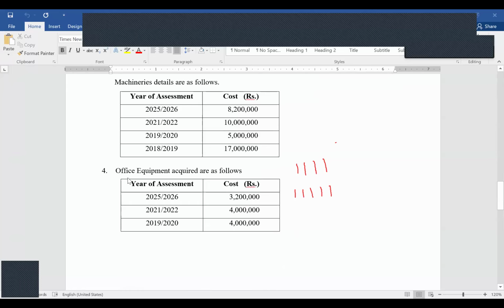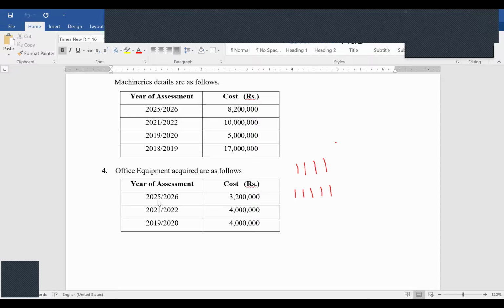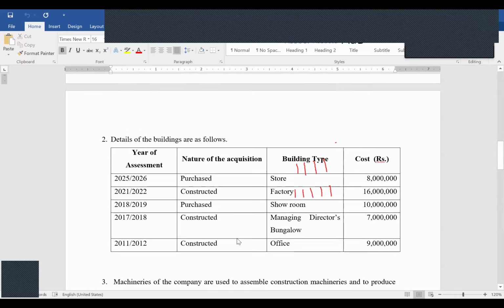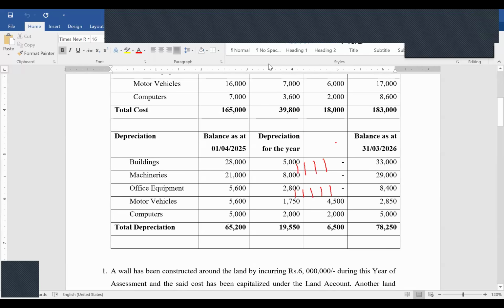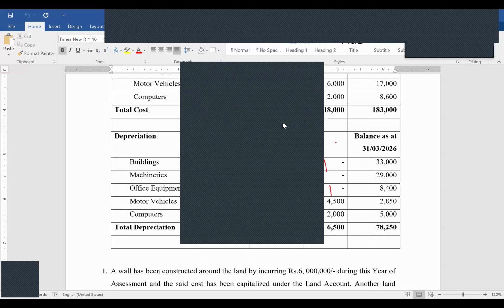Then we can move to office equipment description. In the office equipment, we have 8 million assets in the beginning. Then during the period, we have purchased 3.2 million office equipment, no disposal value. Why don't you capitalize related expenses to the assets? Yes, we have to calculate it.